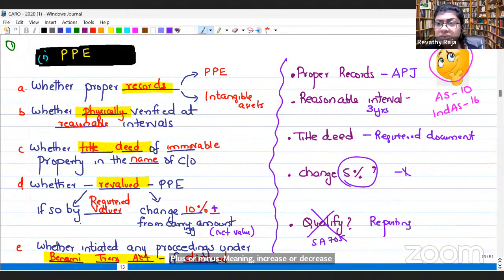Nandini is asking, is CARO only reporting, not a qualification? CARO is reporting, but because of CARO, if there is an issue, you may qualify later on. It is better to study the order, because the final examiner may ask in the MCQ part a situation and which clause of CARO was the question, for 1 mark. So the CARO clause number is important.